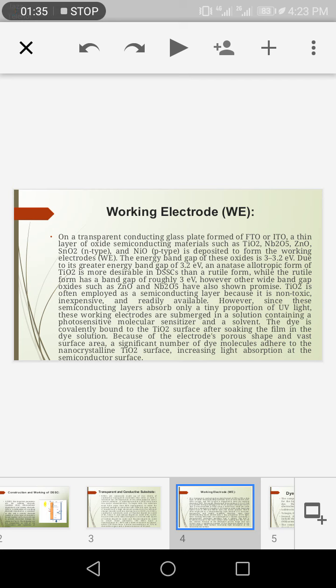The second part is the working electrode. On the working electrode, a transparent conductive glass is formed of FTO with a thin layer of oxide. Semiconducting material such as titanium oxide is deposited to form the working electrode. The energy band gap of these oxides is 3 to 3.2 eV. Due to this greater band gap of 3.2, the anatase form is more desirable than the rutile form. However, other wide band gap oxides such as zinc oxide and indium oxide have shown promise. Tin oxide is expensive and not readily available.